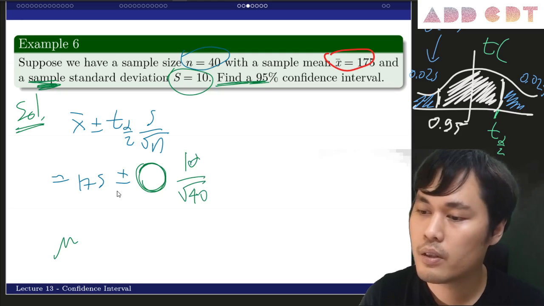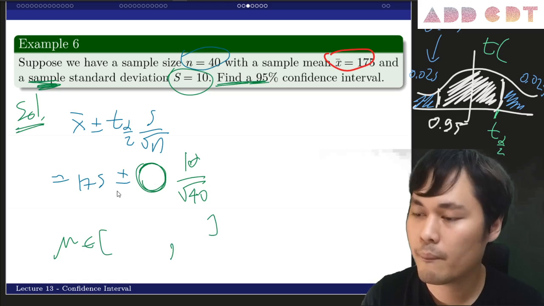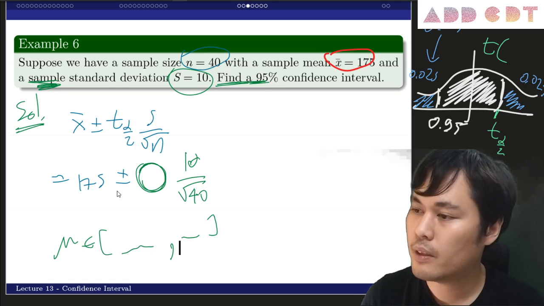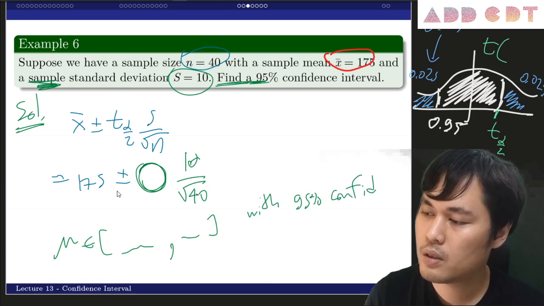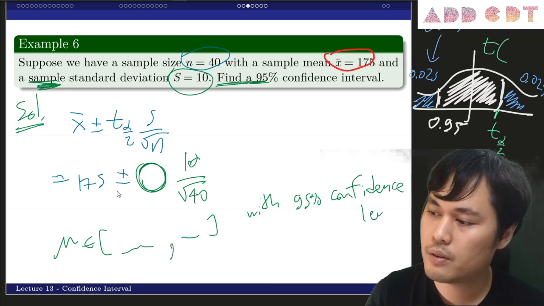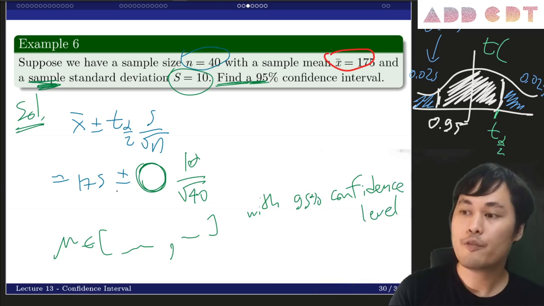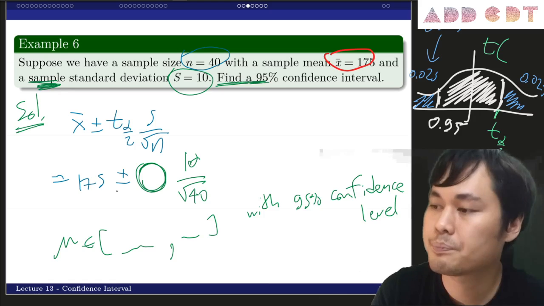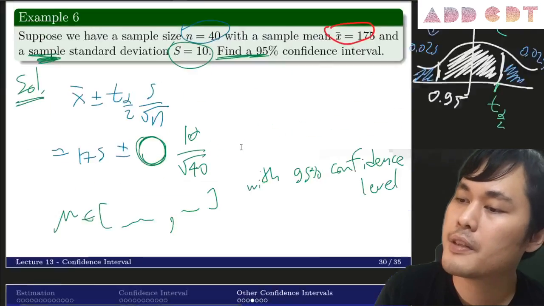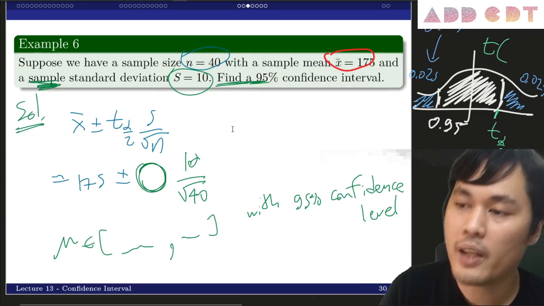So again, we're going to say that mu is in between some interval, and again we have a 95% confidence level. We are pretty confident it's going to lie in this range. Just a different problem, different requirements, but the same concept. So this is the usual case when you don't know the population standard deviation.